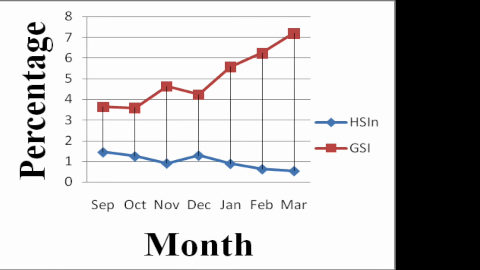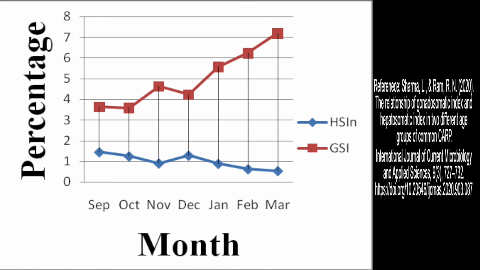According to previous studies, the Gonadosomatic Index or GSI begins to increase from March, which represents the pre-spawning phase. During this period, the gonads develop rapidly as the fish prepares for reproduction. The GSI continues to rise and reaches its maximum during July, when the gonads are fully mature or in the ripe stage, indicating peak spawning readiness.